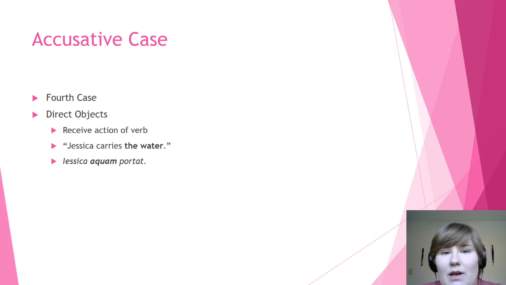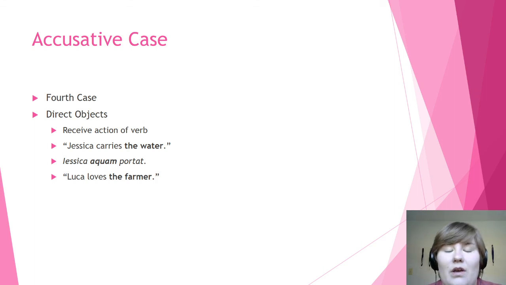And if we remember anything about Latin sentence structure from our Latin basics video, we know that the verb is going to go at the end. So we tend to go subject, object, verb. There's our object in the middle, our direct object, directly receiving the action of the verb.